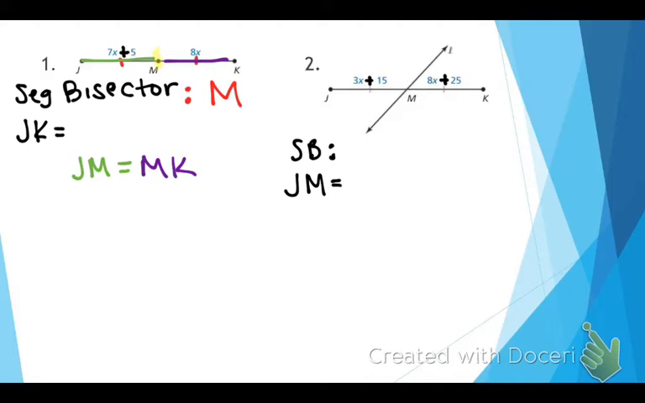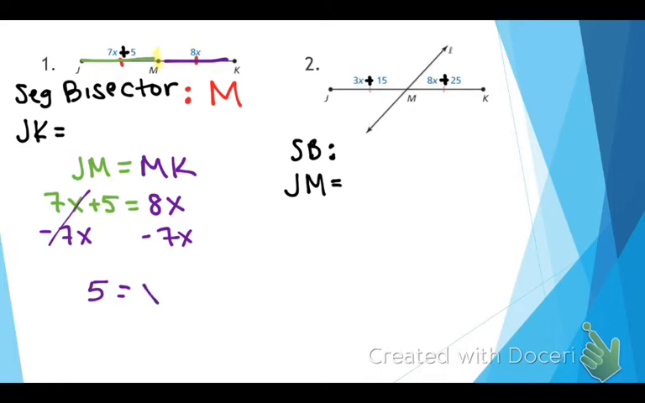So what is the length of JM? 7x plus 5. And what is the length of MK? 8x. Okay, so we've got this equation. I always move the smaller x, which here would be 7x. How do I move it across the equal sign? Subtract it. Good, on both sides. So on the left, the only thing I have left is 5. And on the right, we have 8x minus 7x, which is x.